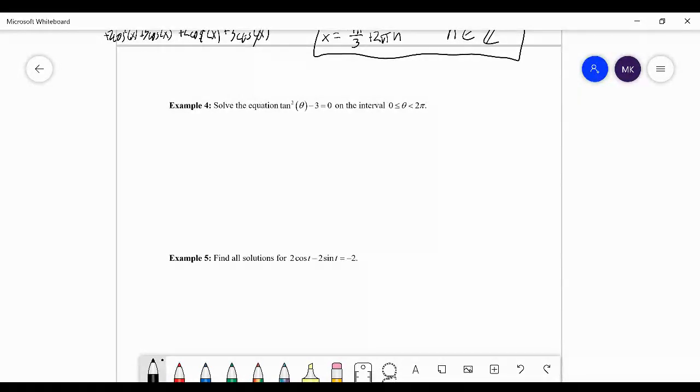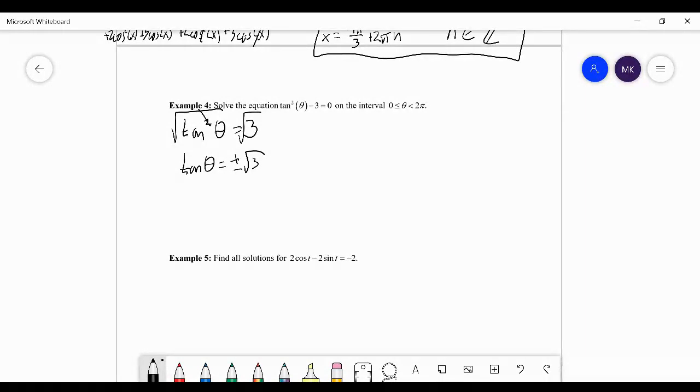So let's solve the equation. Tangent squared theta minus 3 equals 0, on the interval 0 is less than or equal to theta is less than 2 pi. So it's really nice. We're just wanting to solve this on one positive rotation, so we don't need to do this 2 pi n or pi n since it's tangent or anything like that. What's nice is this is really easy, right? I have tangent squared theta minus 3 equals 0. So add 3 to both sides, giving us tangent squared theta equals 3. Square root both sides, and we get tangent theta equals plus or minus the square root of 3.